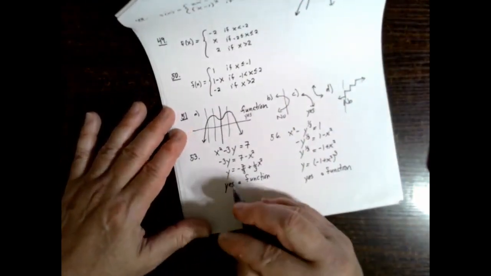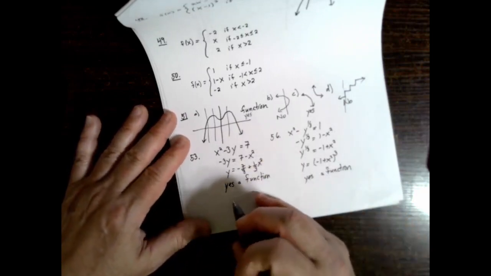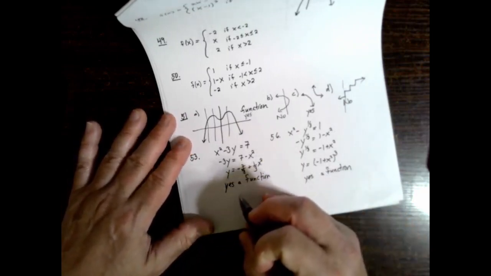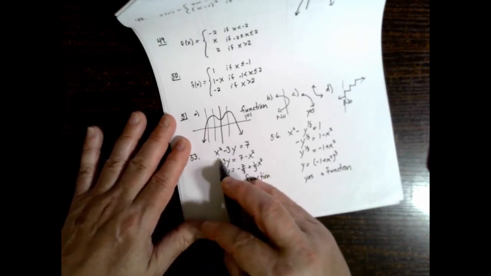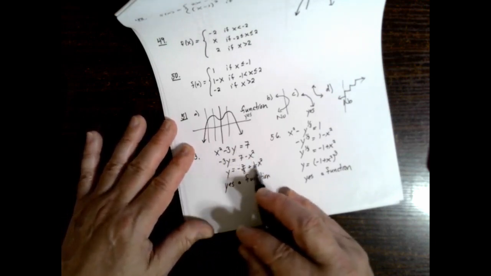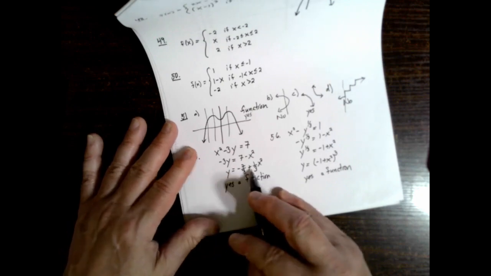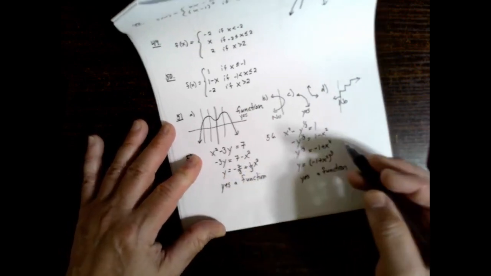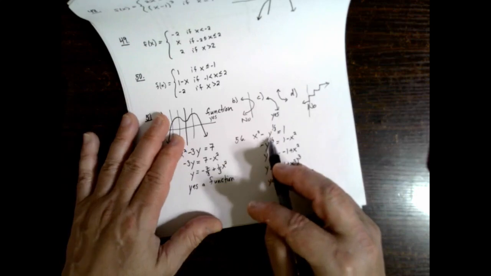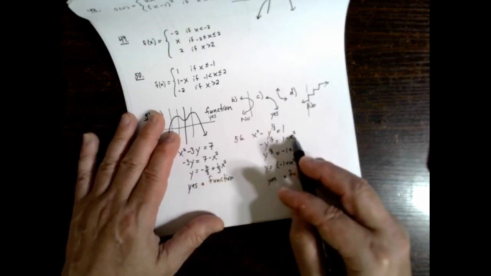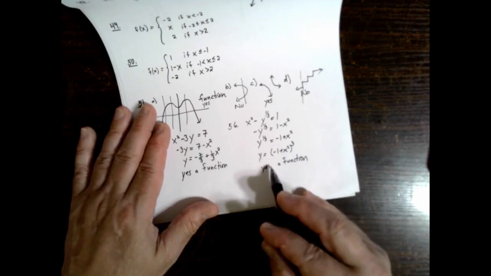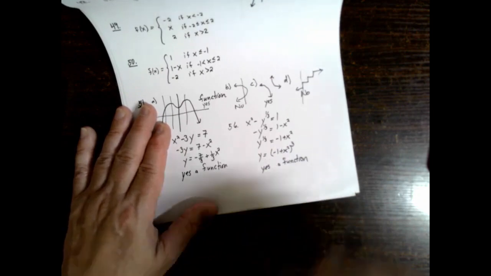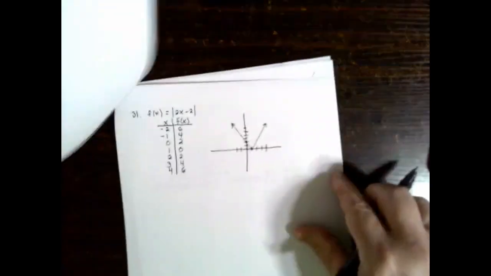In 53 and 56 they ask you, is this y as a function of x? So they want you to solve this for y. You bring the x squared over, divide by -3. Since you can solve it for y, it is a function. They want you to solve this one for y, so you bring the x squared over, divide by -1, raise everything to the third power, and then yes, y is a function of x.